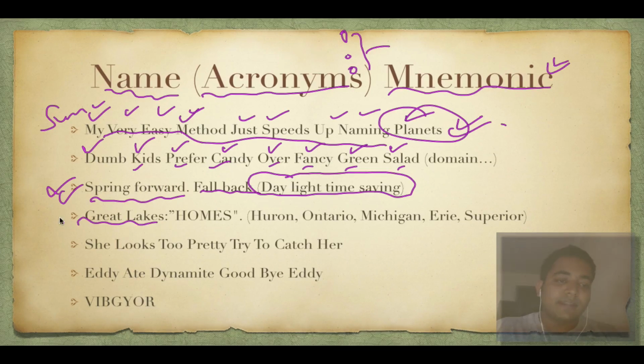Then there are 5 Great Lakes in the United States of America. They can be remembered by HOMES. That is Huron, Ontario, Michigan, Erie and Superior. Lake Huron, Lake Ontario, Lake Michigan, Lake Erie, Lake Superior.